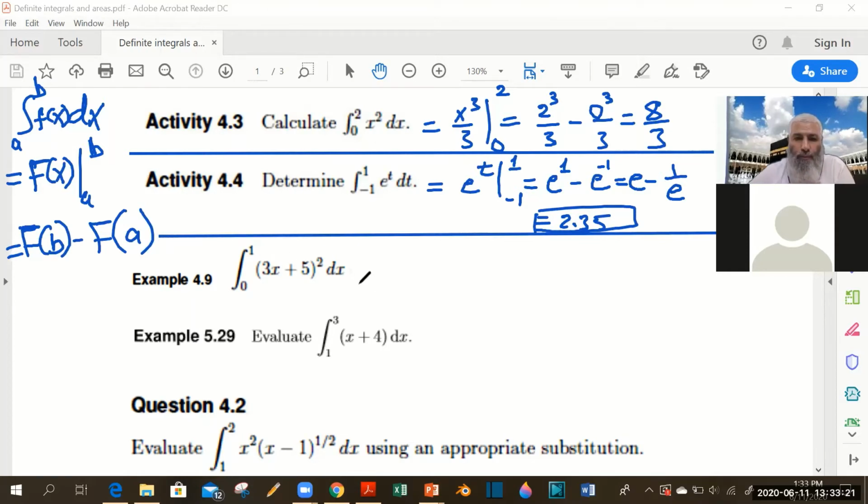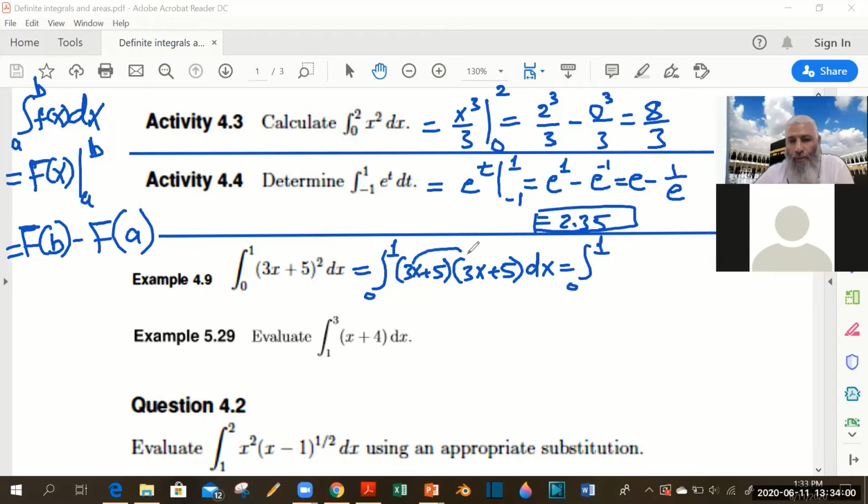Now, integration from 0 to 1 of (3x plus 5) squared dx. So here I think we should write substitution, yes? No, we can do it like this, from 0 to 1. And this is power 2, so it is 3x plus 5 multiplied by 3x plus 5, dx.